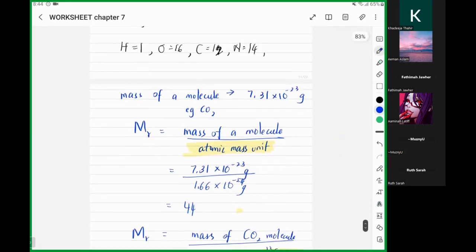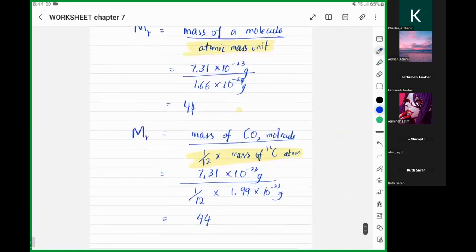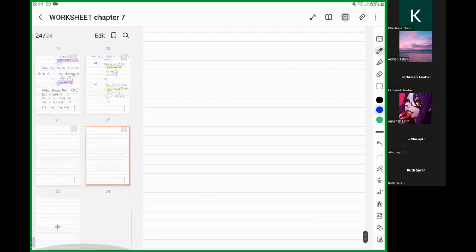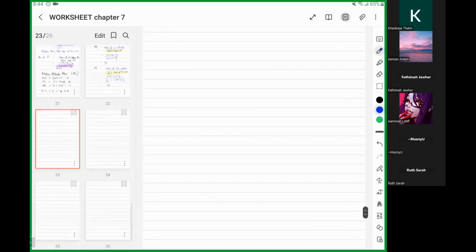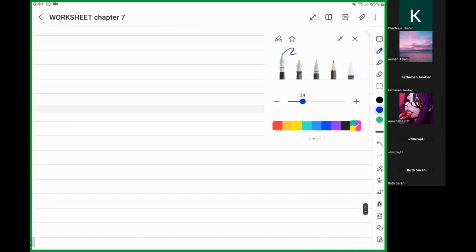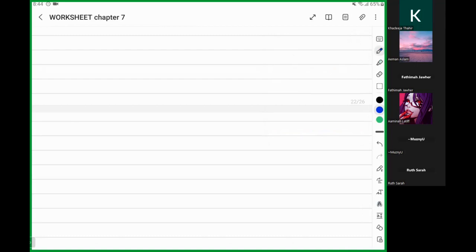I'll explain it. For those who got it wrong, there's no issue because we're going to study it now. Right. So now we're going to study about Avogadro number.